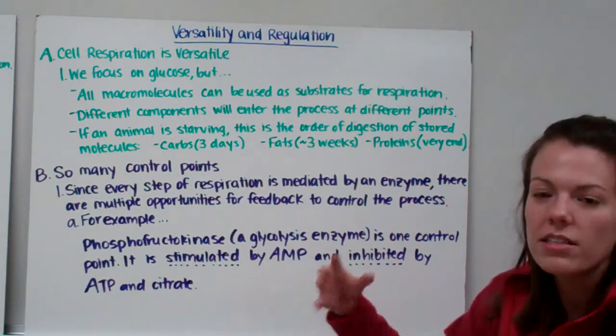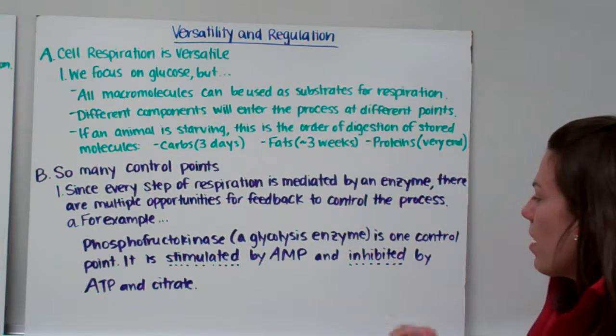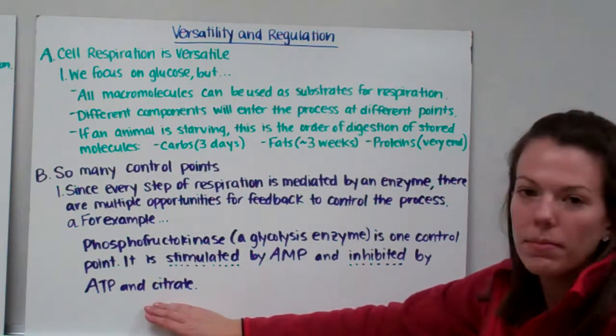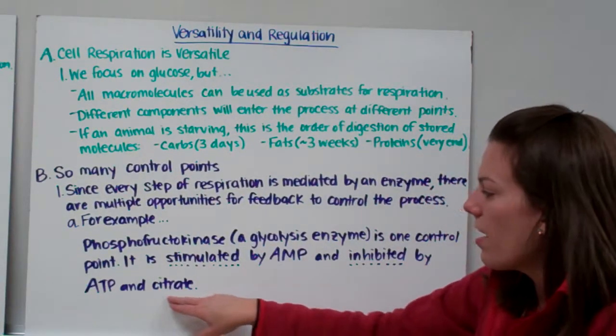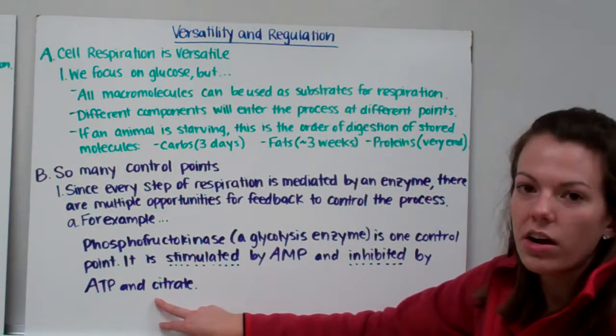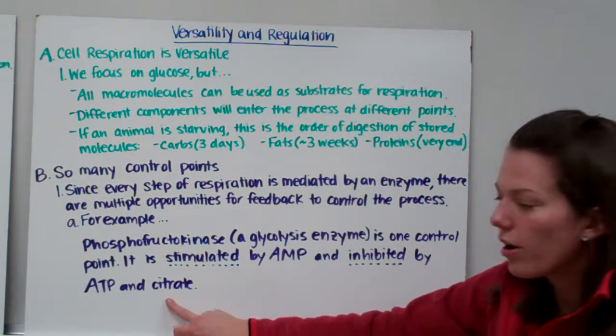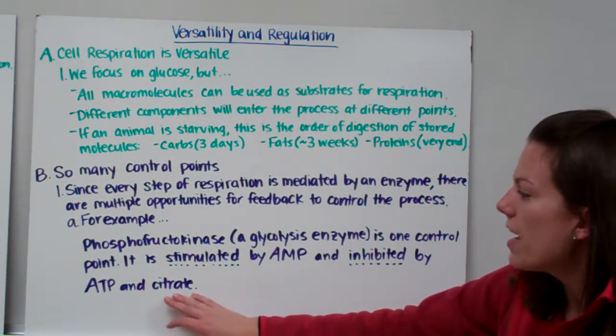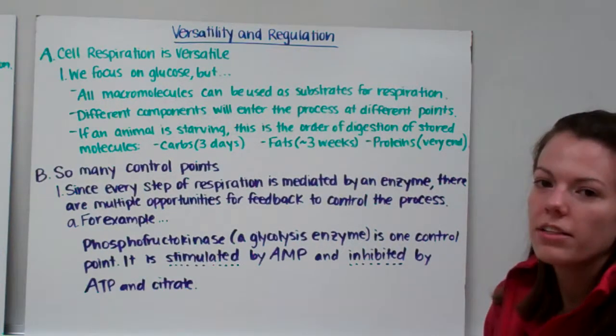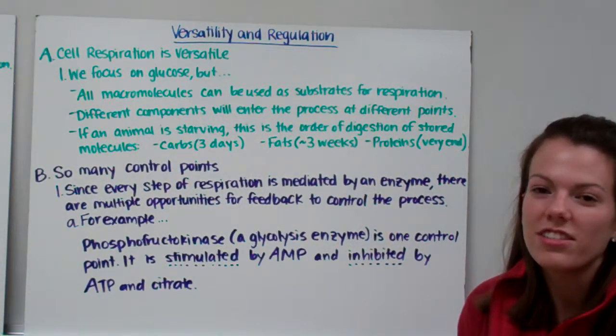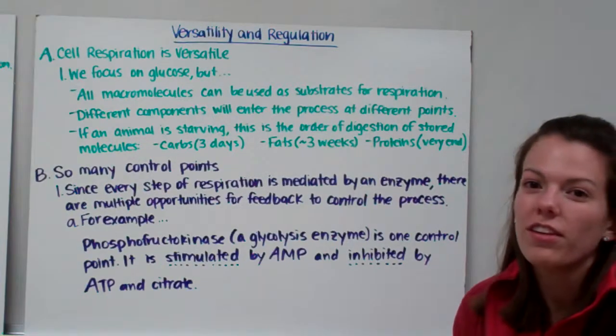phosphofructokinase is stimulated. That's going to stimulate glycolysis. But when we have a lot of ATP and citrate, meaning we have a lot of energy and we have citrate to go through our citric acid cycle, we don't need to be breaking down more sugar if we already have a lot of these materials. So that inhibits phosphofructokinase. And that's it for our discussion on cell respiration and chemoheterotrophic nutrition.